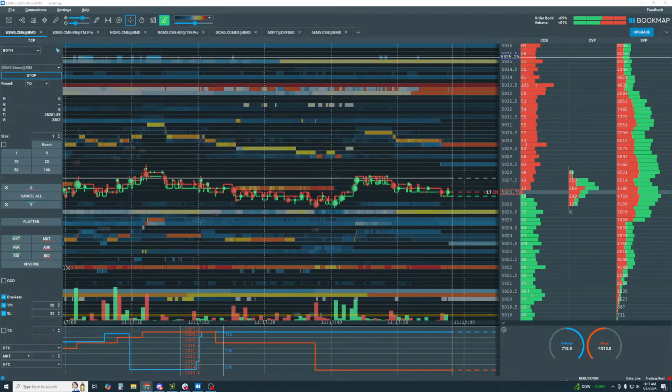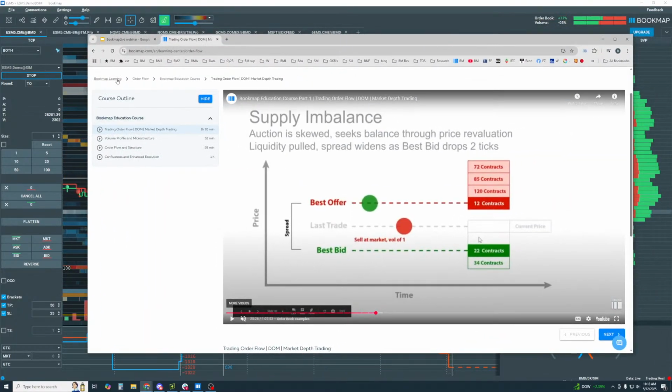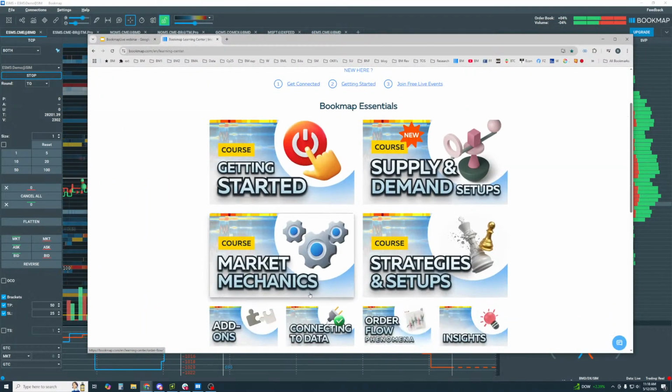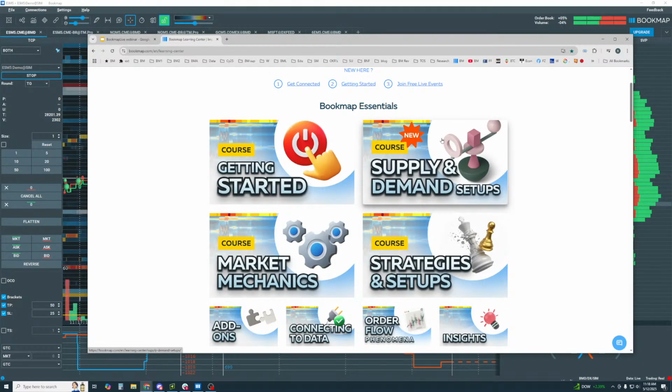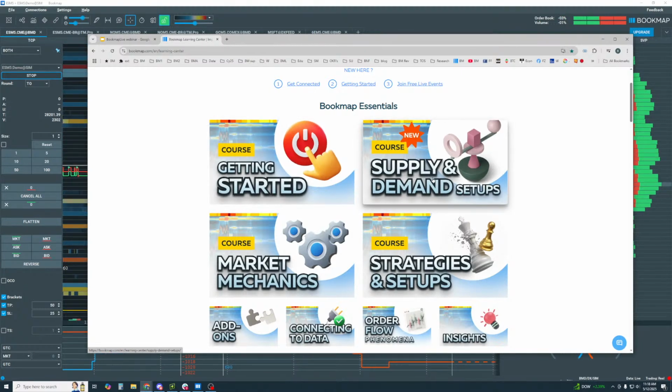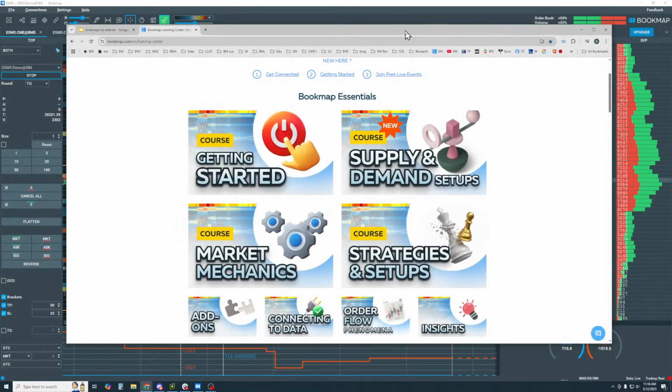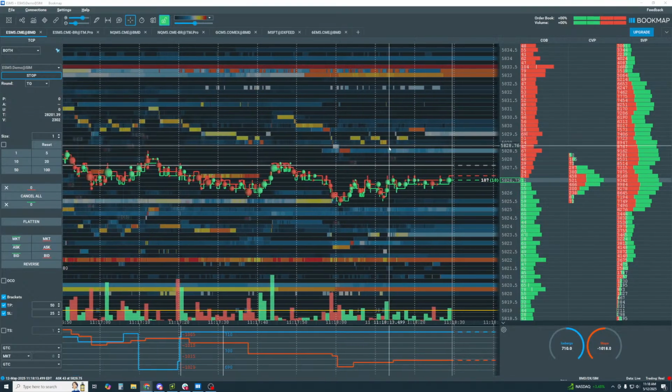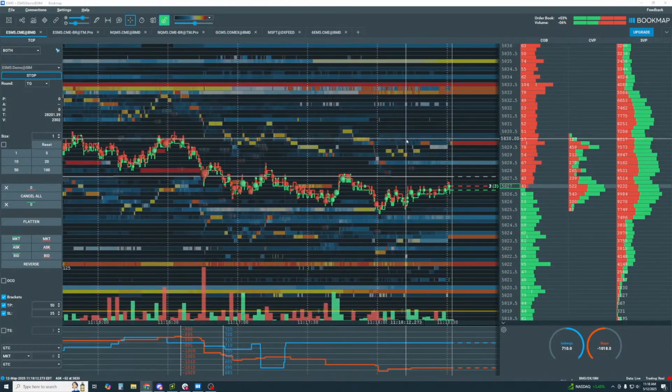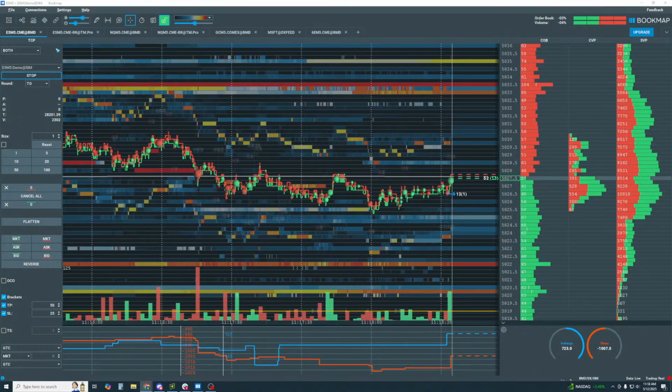Anyway, start with that course, part 1 of the market mechanics course, and then I would recommend jumping into the supply and demand setups. Once you start to understand what you're looking at, join the Bookmap Academy. Ask questions, then come to these webinars, ask questions, and then start partaking in the academy. I think that'll speed you up and get you going. No problem.